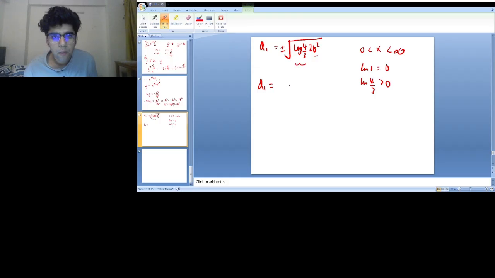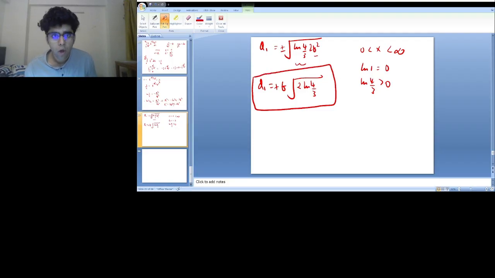This gives me, b will come out of the root sign. This will become root 2 ln. Let me just change this to ln. Log is also fine, but no, I should be writing ln here. The base is e, I can't write log. So this is b root 2 ln 4 by 3, positive. This is my q1. Let me just check if I'm right, or is there any simplification here.